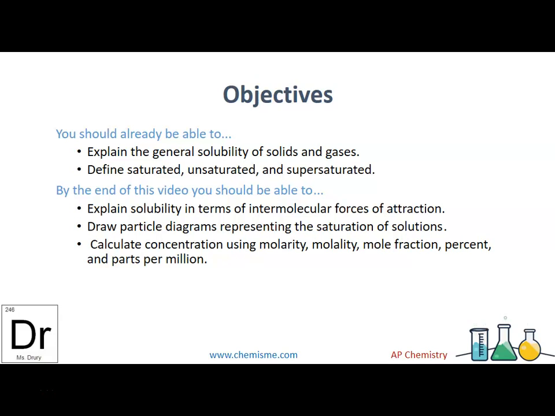But by the end of the video, you should also be able to explain solubility in terms of intermolecular forces of attraction, draw particle diagrams representing the saturation of the solutions, and then calculate concentration using various units such as molarity, molality, mole fraction, percent, and parts per million, which is also a review from last year.